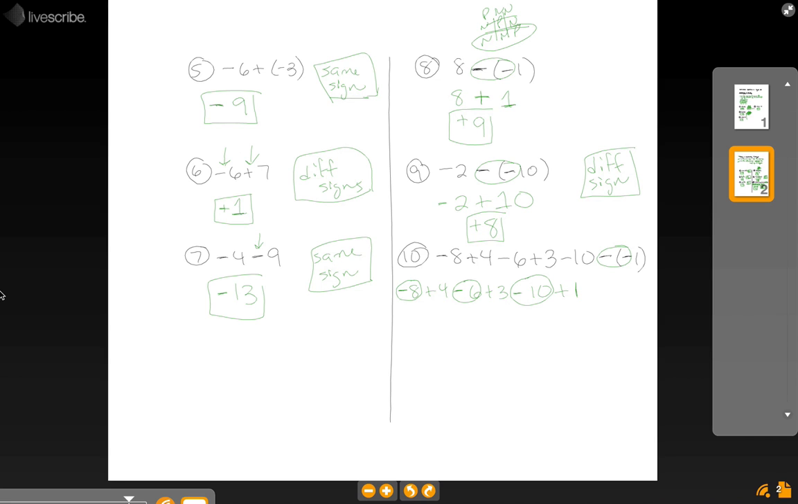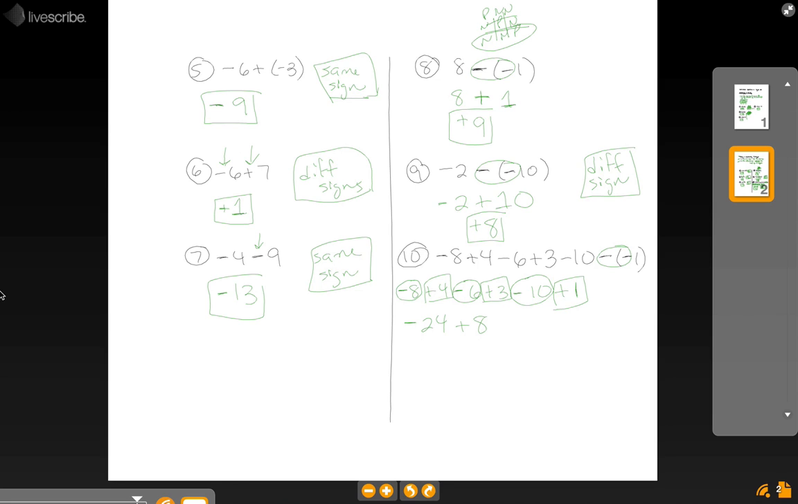I'm going to add all those three together because they're all negatives, so it makes sense to add them all together. 8 plus 6 plus 10 is 24. Keep my negative sign. Now let's add the positives together. I have a +4, a +3, and a +1. When I add 4, 3, and 1, I get +8.